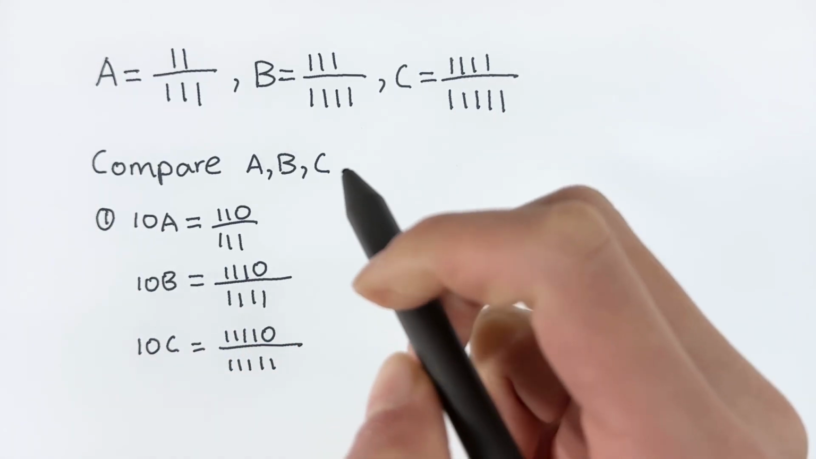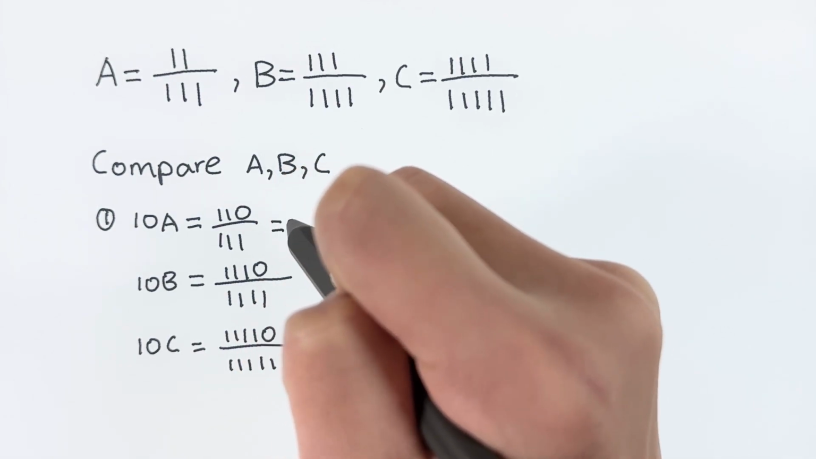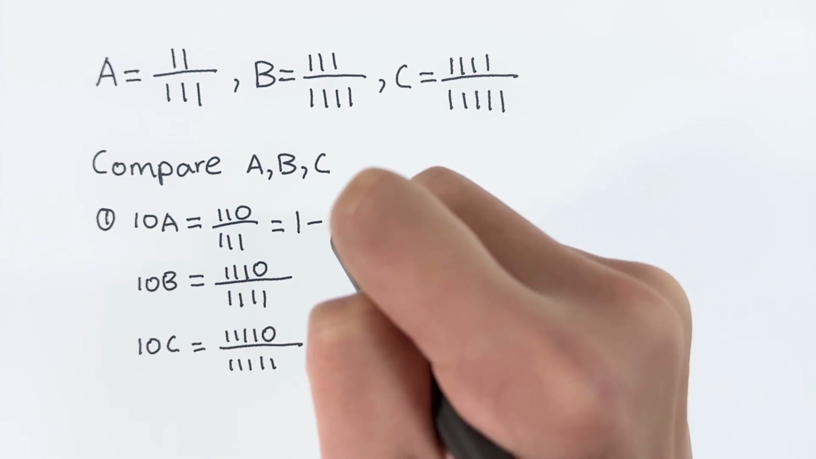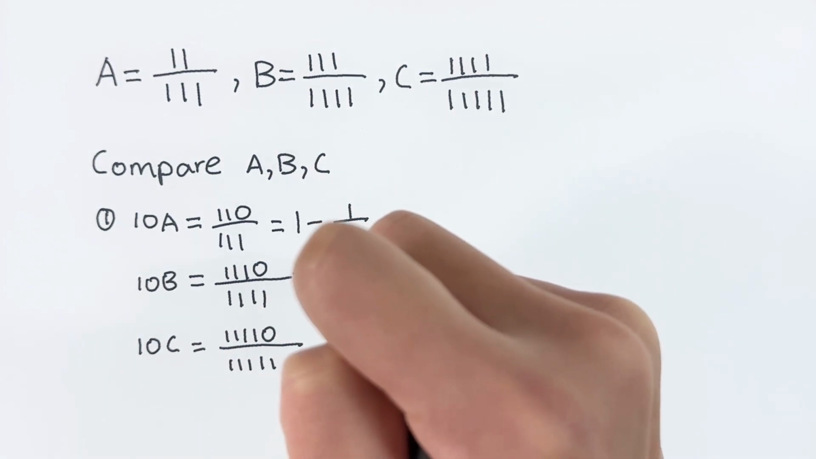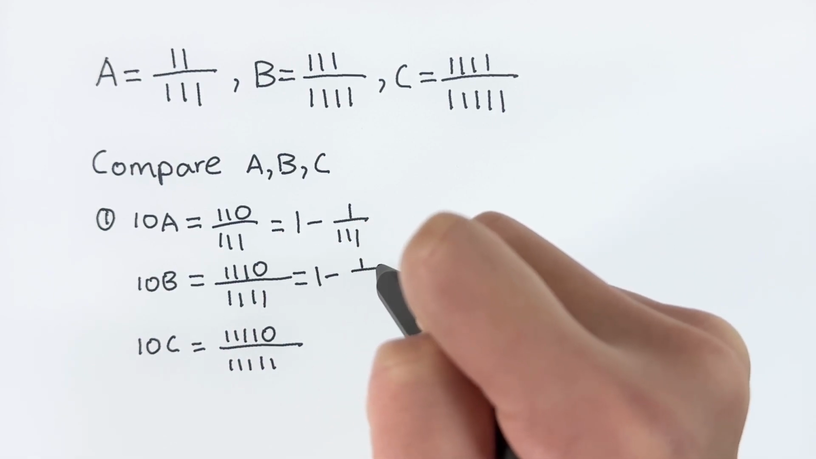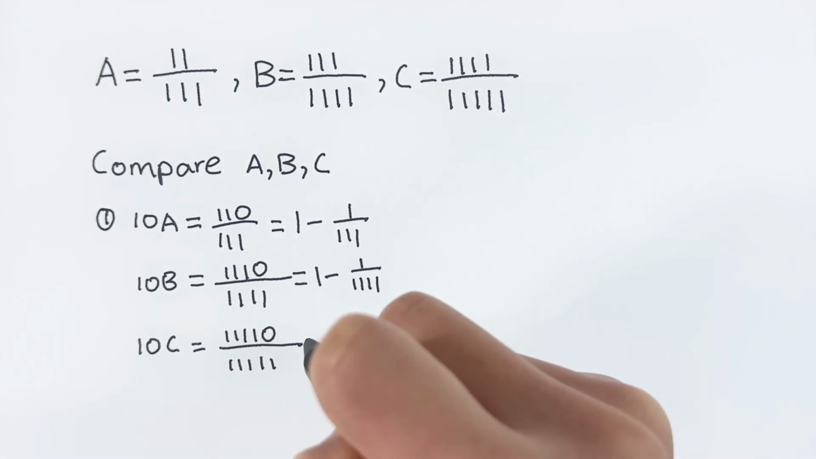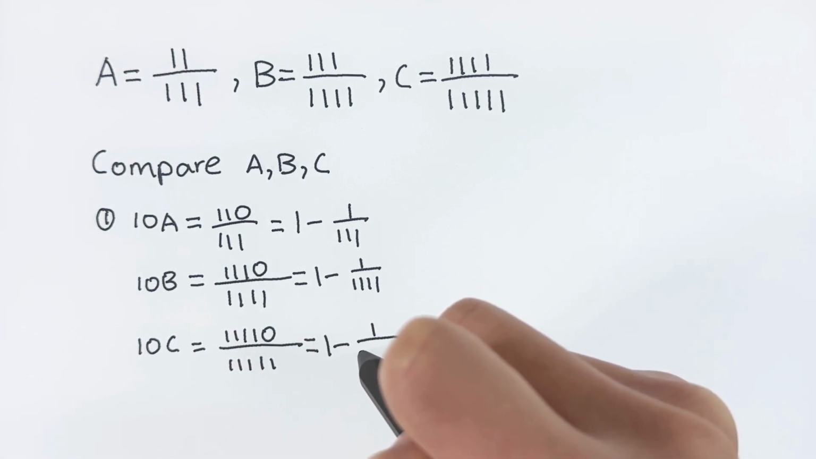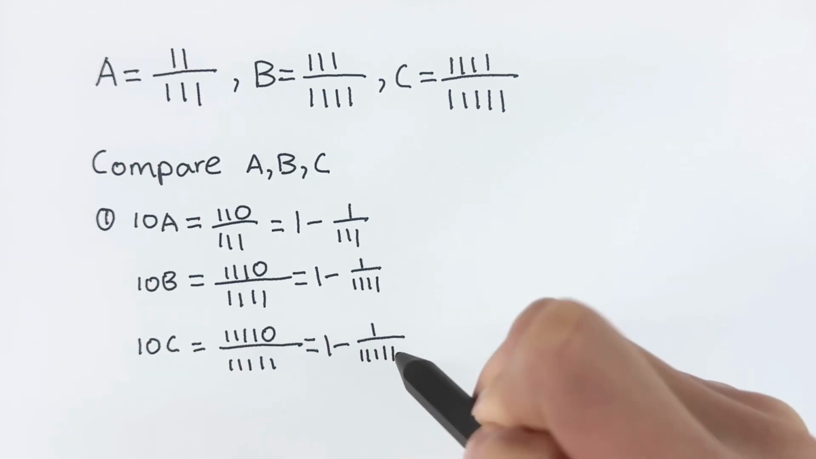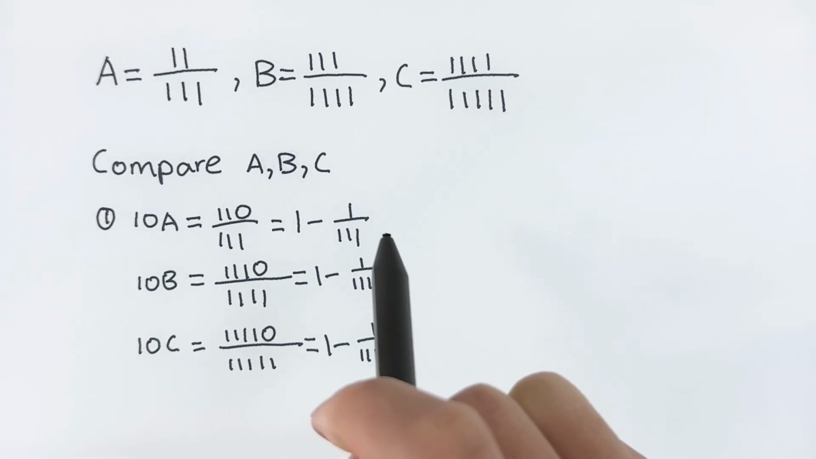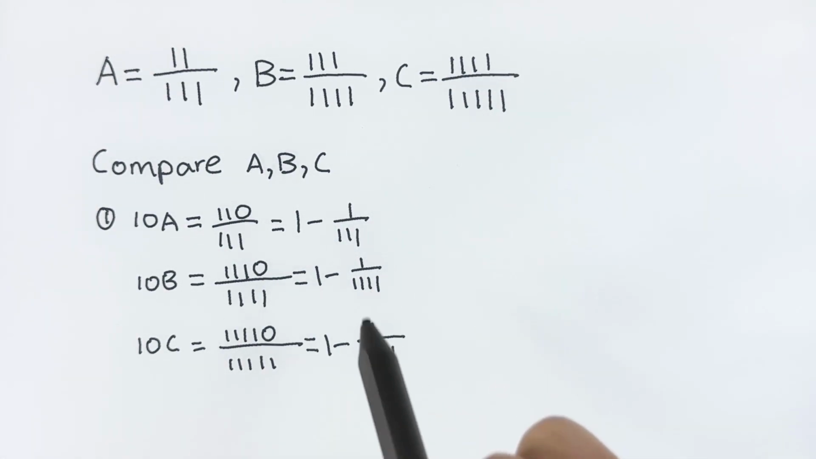Now notice that 110 over 111 equals 1 minus 1 over 111. 10b equals 1 minus 1 over 1,111. And 10c equals 1 minus 1 over 11,111. Now, we can compare the values of these because these have a common numerator of 1 and a different denominator.